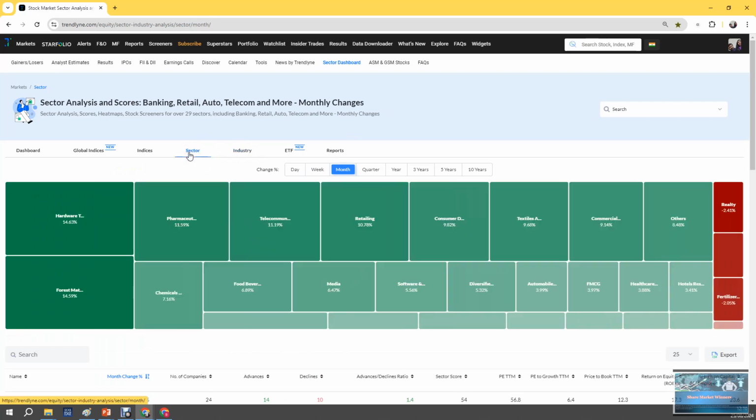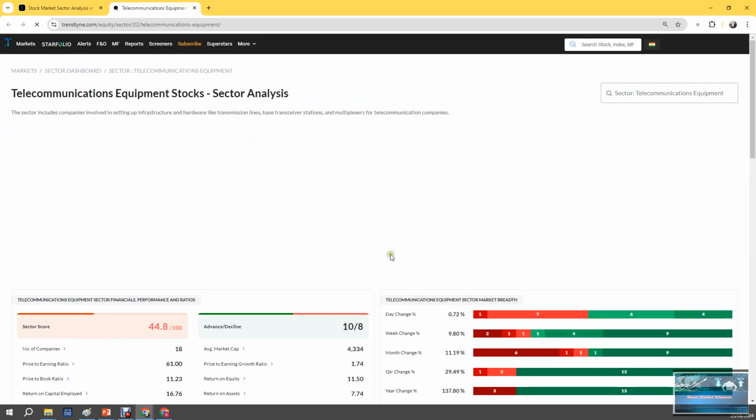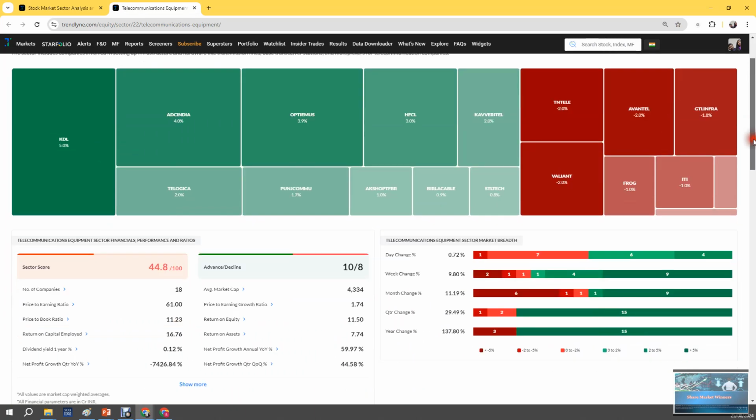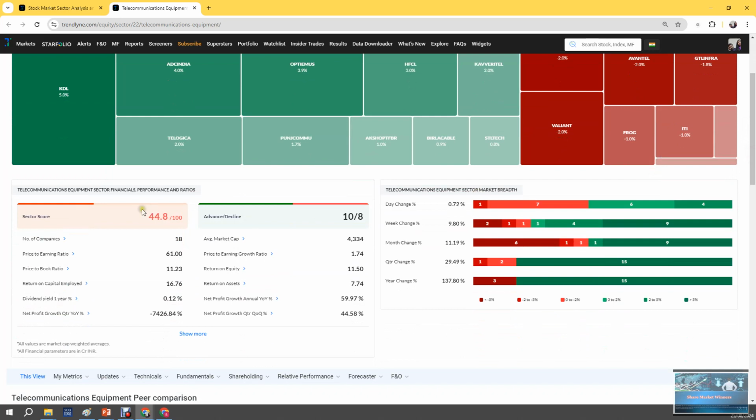From here, you will be able to go into further details of that particular sector as well. Let's say if we wanted to search the telecom industry, what all stocks are there and how it is performing, all those details you can see from the deep dive into the particular sector. Here they are showing sector scores. These are all based on the scores which they produce, which is given based on various parameters.